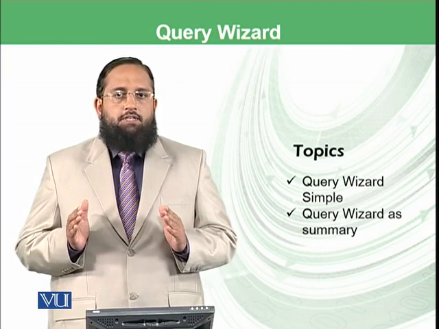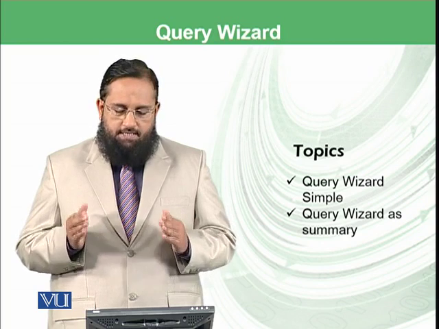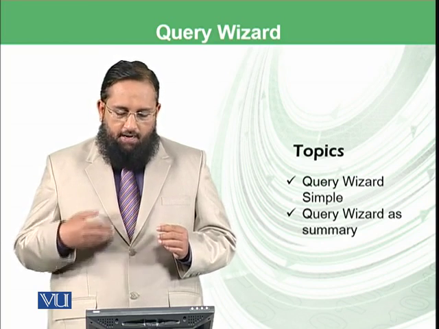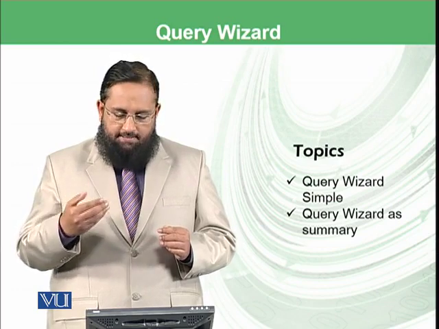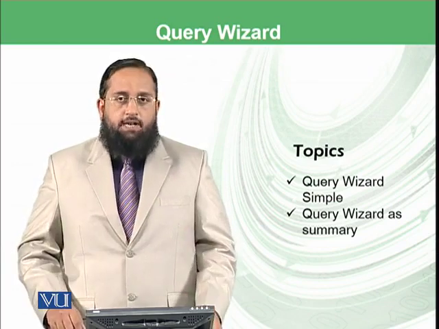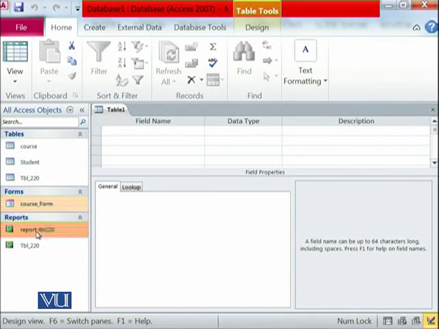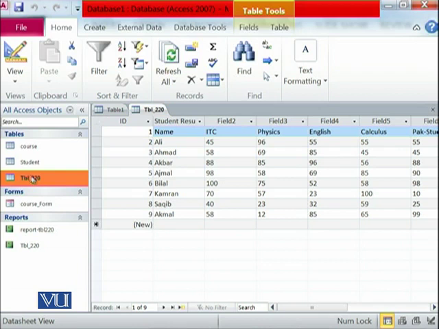So we will be focusing only on very basic ways of how we can use the query wizard, both as summary and as simple. So let's start the practical. We have the same file where we have different tables, forms and reports. Let's say we want to form some queries on TBL220.